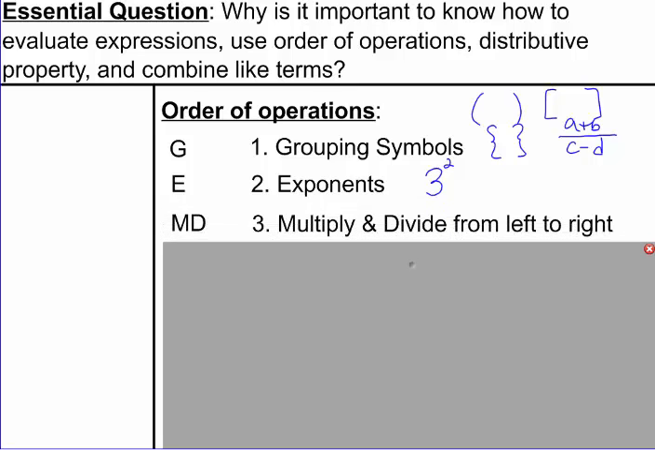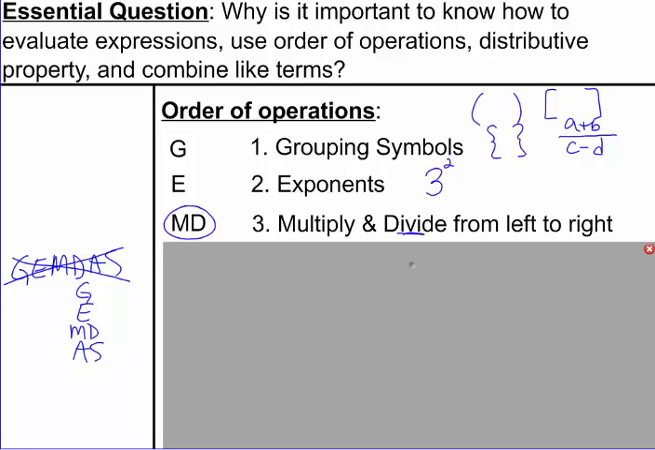Next, multiply and divide, and notice I have these together like this. You never write this strung out all in one line. You're going to write G, E, the MD, because they have equal importance and they are done at the same time, and you do whichever of the two comes first. So if you have a divide in the problem first, you're going to do the divide first, and we're going to see an example a little bit later.